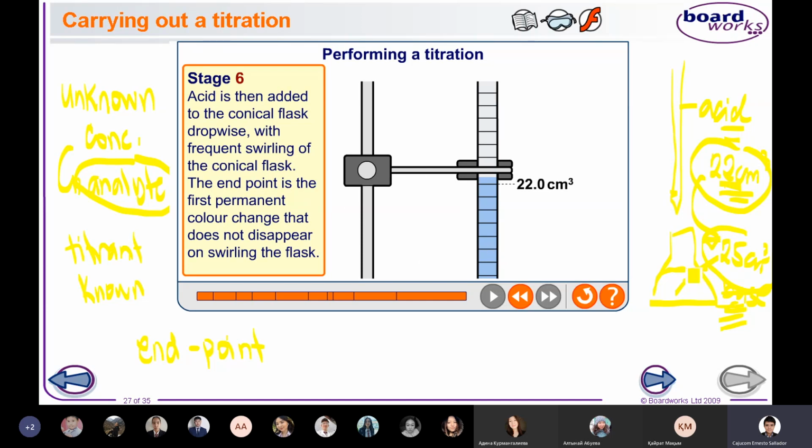So again, you have a sample of unknown substance, let's say 25 cm cube. We don't know the concentration of this. Then we will be using acid to know how much of the acid will react to that. We know the concentration of the acid in this case. Okay, everybody, let's go to the next one.